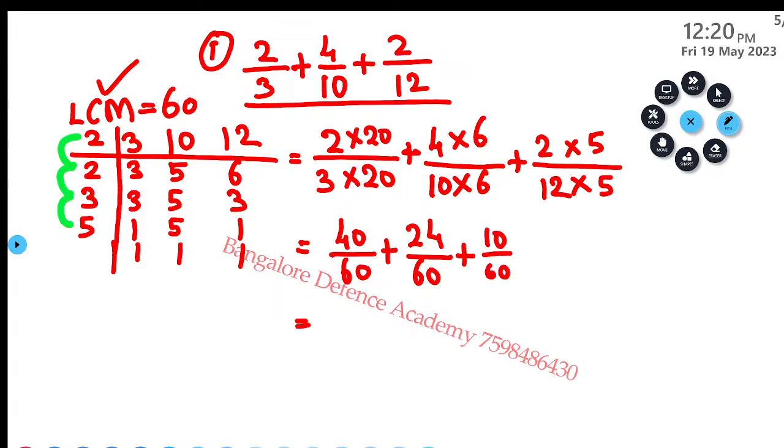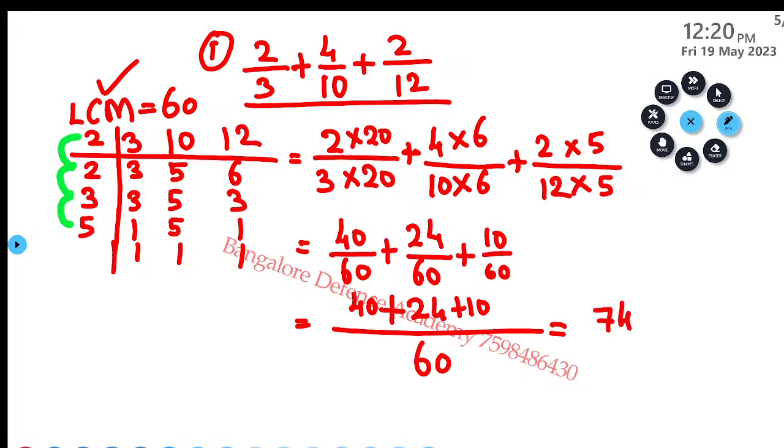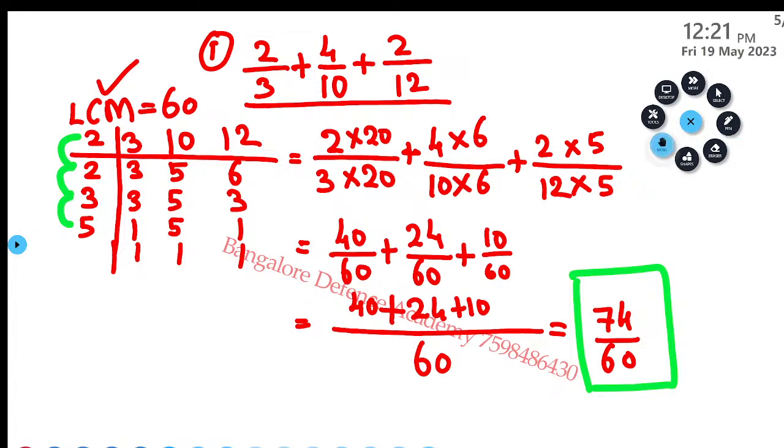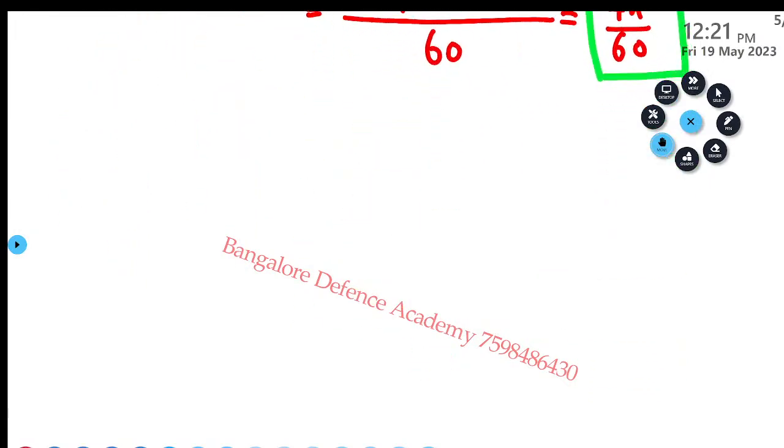Now if you see carefully, the denominator is 60, that is common, and now I am going to add 40 plus 24 plus 10. So 40 plus 24 gives 64 and final answer is 74 by 60. This is the answer. So that's the reason the LCM method will be helping you to solve this question very rapidly. Okay, so I hope you understood this. Let me give you one more example and then I'll give you some questions for practice.